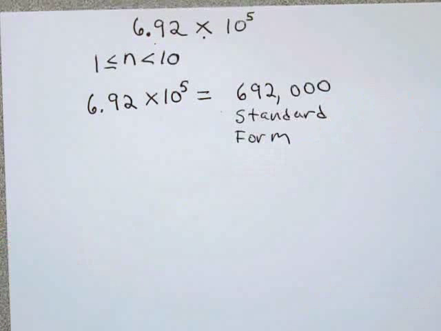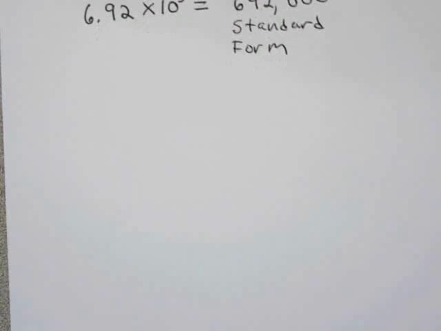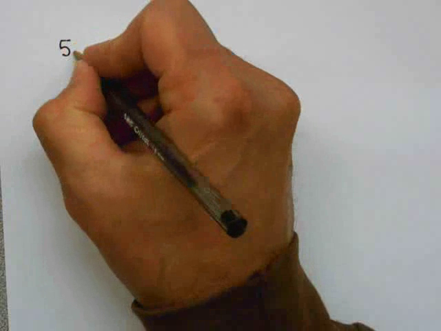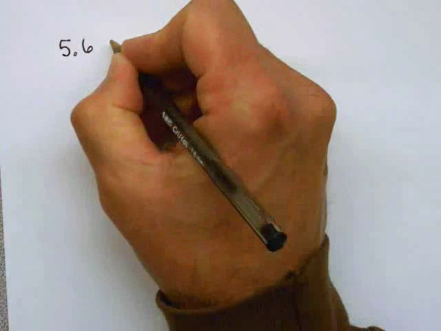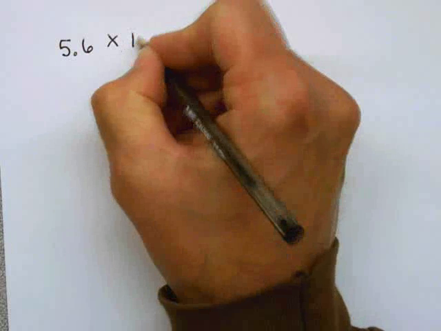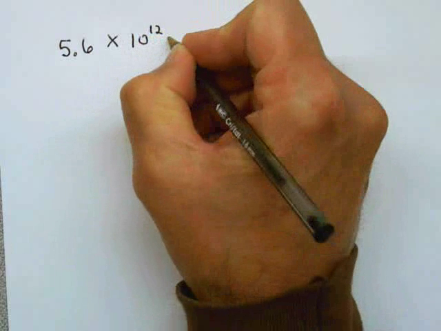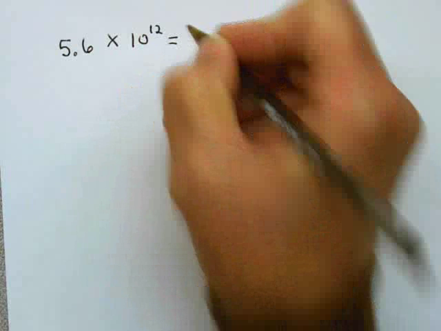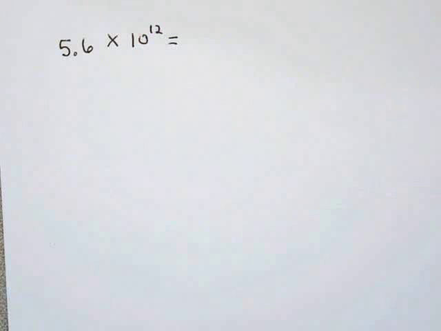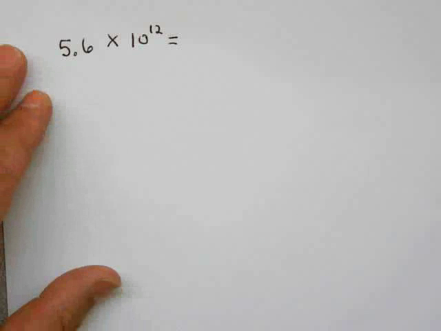All right, let's take a look at another example of converting a number from scientific notation into standard form. I'm just going to slide this up. My next example is going to be 5.6, and I'm going to multiply that by 10 to the 12th power. And clearly this is going to be a really large number because when I'm done writing it, I will have moved this decimal point 12 places to the right.